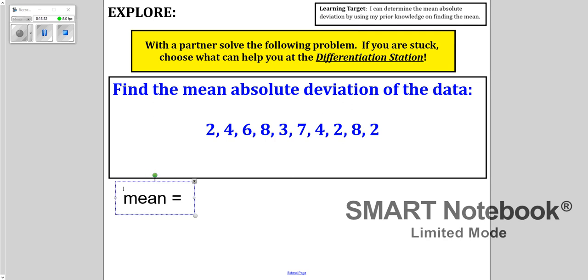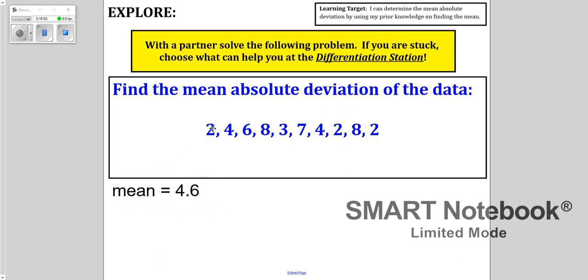So you add up all those numbers. I'm going to do it in my calculator. 2 plus 4 plus 6 plus 8 plus 3 plus 7 plus 4 plus 2 plus 8 plus 2. You get 46. And you divide that by how many there are? 1, 2, 3, 4, 5, 6, 7, 8, 9, 10. So that's 4.6. Yeah, so this one's not as clean as the last one, but that's okay.